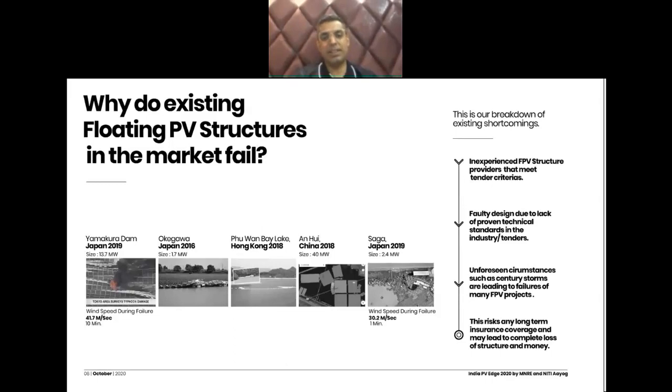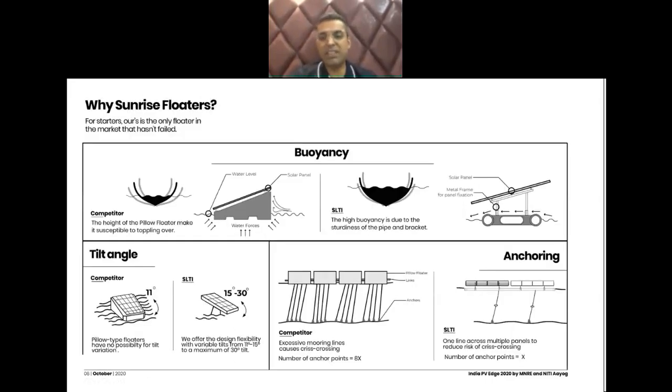The wind speeds that these guys were dealing with were pretty low as compared to the wind speeds that we see in India, and they were failing at the range of about 41 to 42 meters per second. We believe that the reason is that there is a lot of inexperience when it comes to this market. It's a new market. The designs and the technical standards in the industry and the tenders are just not up to the mark. And there's a lot of unforeseen circumstances, such as century storms, which are leading to these failures on FSPV projects. This actually leads to a lot of long-term insurance coverage risks, and it leads to complete loss of structure and money for the investor. Go to the next page, please.